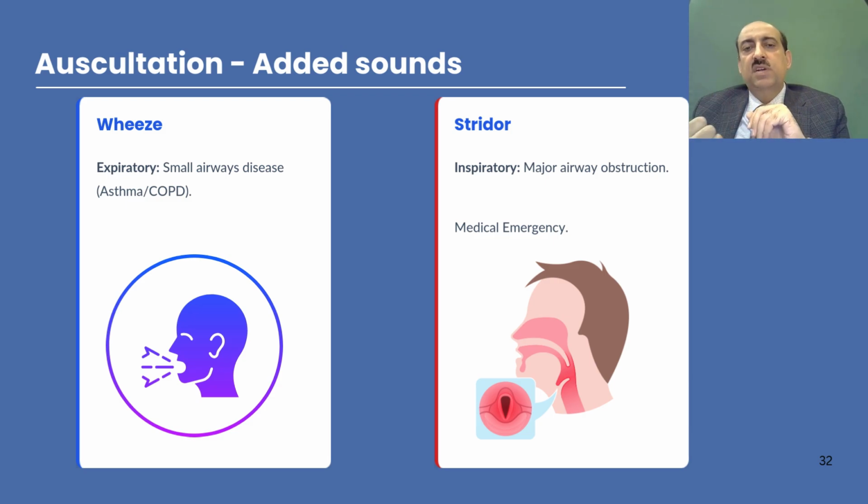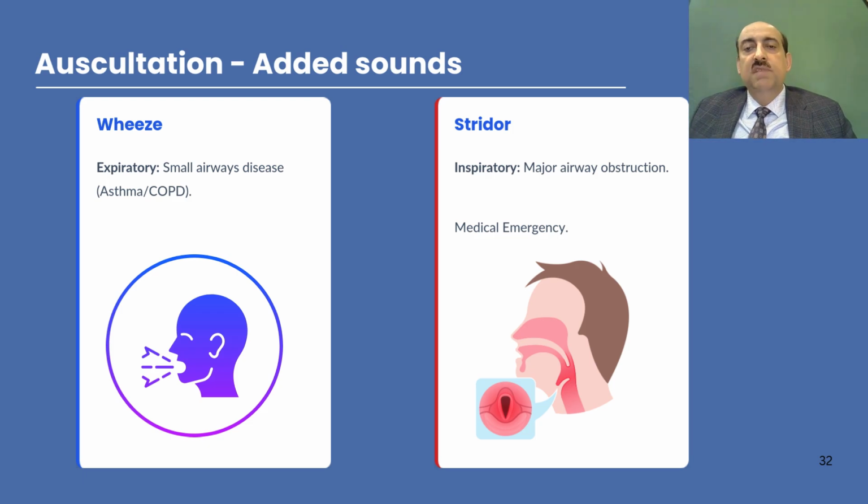In terms of stridor, it indicates major upper airway obstruction, and it can be a medical emergency. So whenever you come across anyone with stridor, you should always be alerted, because it could be infections like croup or tracheobronchitis, epiglottitis, any upper airway obstruction. It could be a foreign body, severe anaphylactic reaction or allergic reactions. That again indicates edema of the upper airways.